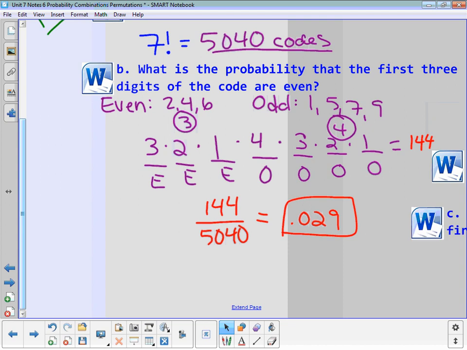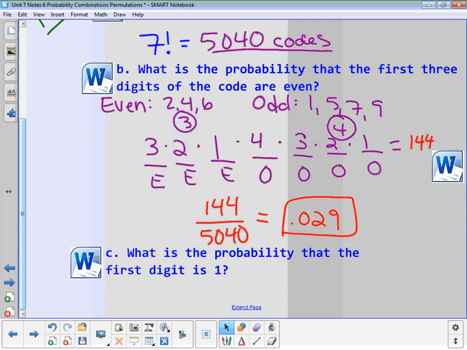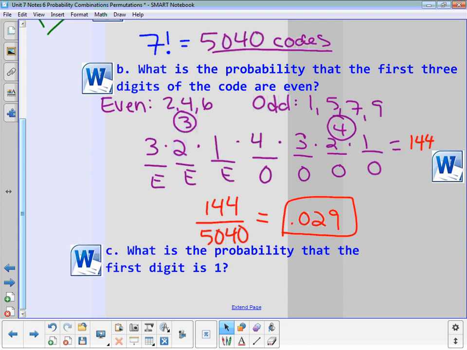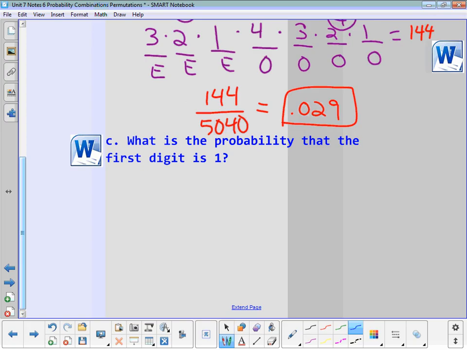Okay. Let's try the next one. What is the probability that the first digit is 1? So again, if I set up my 7 digits, I have 1, 2, 3, 4, 5, 6, 7. I want the first digit to be 1. There's only one way that can happen because there's only one 1 in the list.